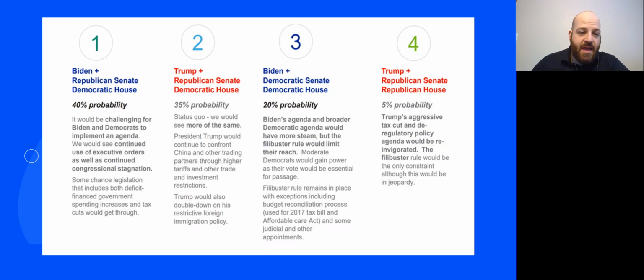And in the number one scenario, it would be challenging. And by the way, again, that's Biden as president, Republican-controlled Senate, and Democratic House. So it would be challenging in that environment for Biden and the Democrats to implement an agenda. We would see continued use of executive orders, as well as continued congressional stagnation. Some chance legislation that includes both deficit finance government spending increases and tax cuts could or would get through. That's what Moody's was saying back in August.